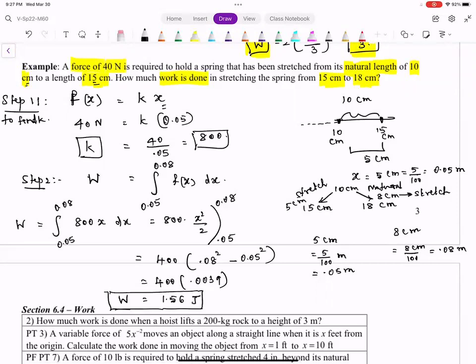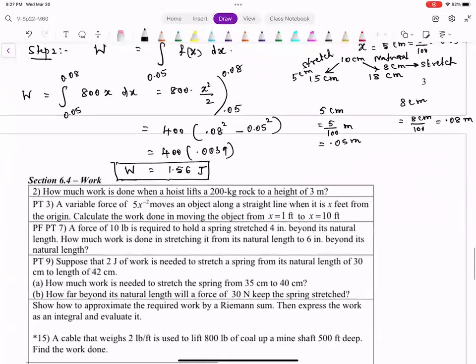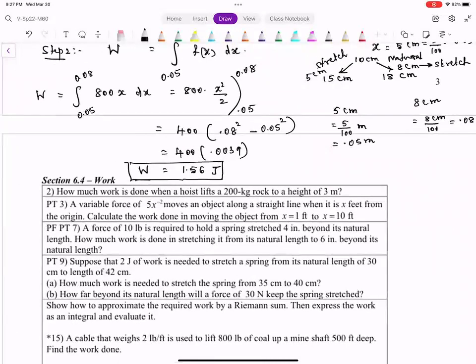All right. Let's try problem number 3. A variable force of 5 times x to the negative 2 moves an object along a straight line when it is x feet from the origin. Calculate the work done in moving the object from x equal to 1 foot to x equal to 10 feet.